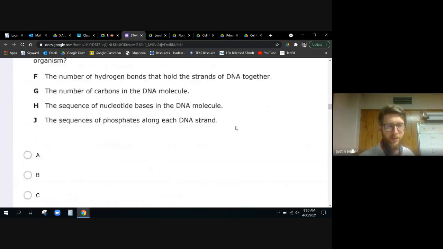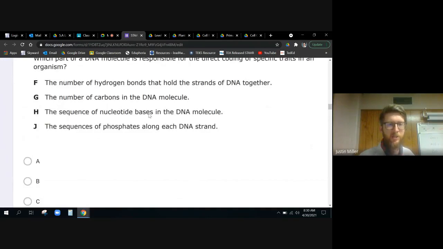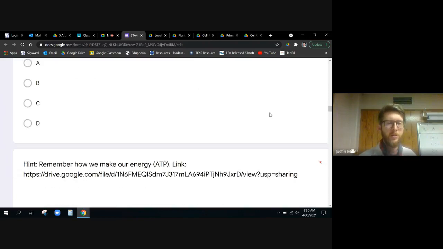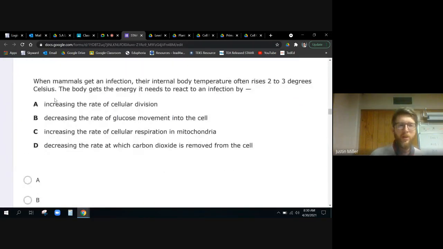The sequence of the bases. Not the sequence of phosphates, the sequence of the bases. The GCATs, those are the bases. Okay.